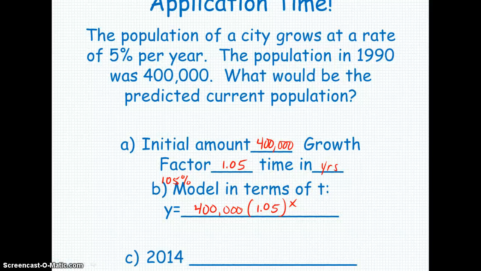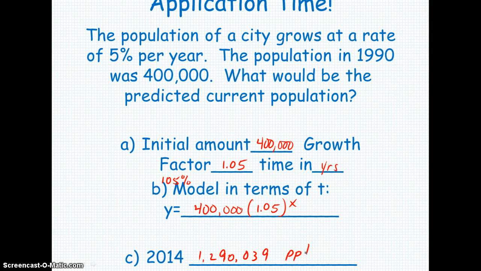So when they ask what would be the predicted current population, we can type that in our calculator. Remember your order of operations, 1.05 to the x, and x in this case would be 24 years, from 1990 to 2014. And when we type that in, we get $1,290,039 people.